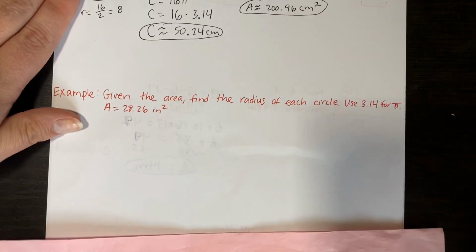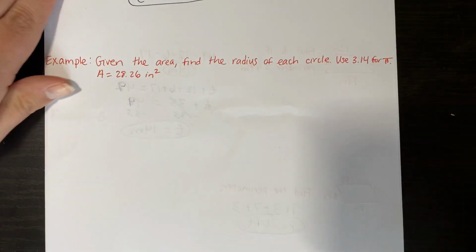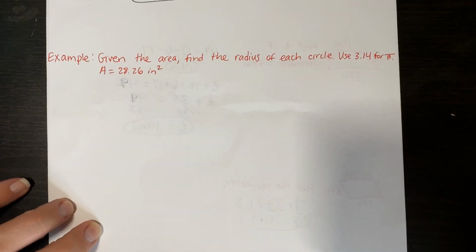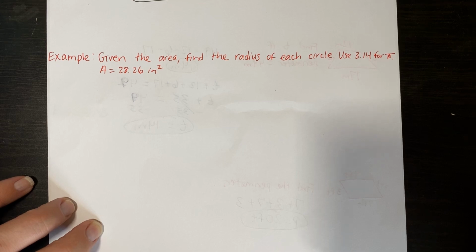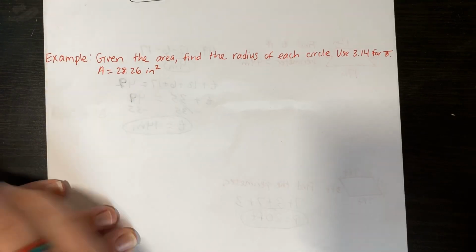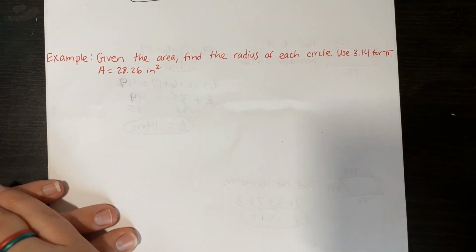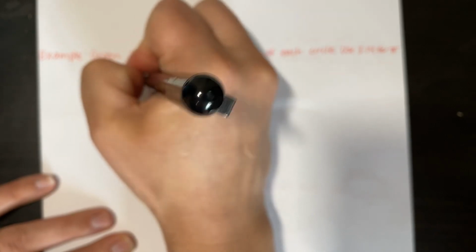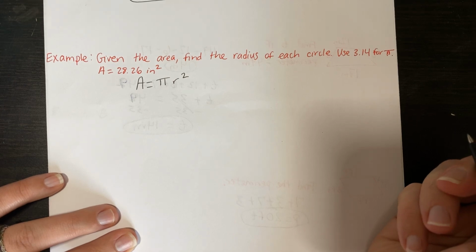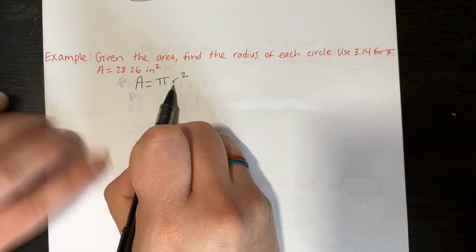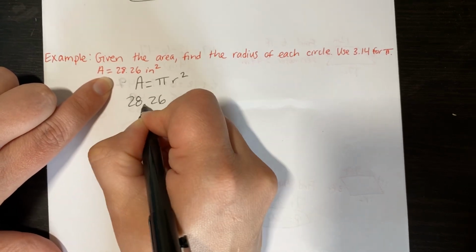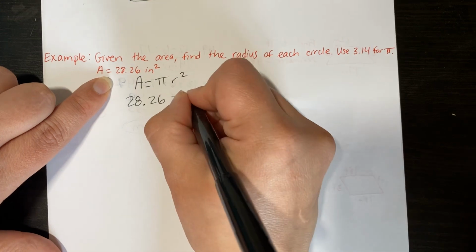All right, next problem. It's going to tell us that given the area, find the radius of each circle. Okay. We're only going to do one circle. Use 3.14 for pi. Here's my area. My area equals this. We want to find the radius. So let's get our area equation. Area equals pi r squared. Okay. We want to find this. So let's plug in what we know. We know A is this. We're going to use 3.14 for pi.